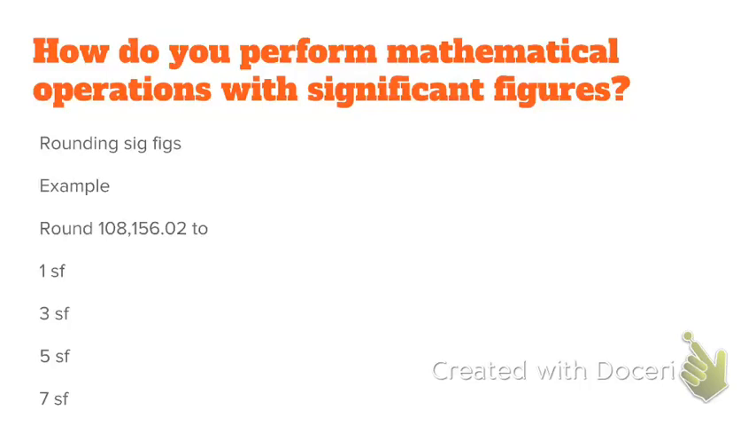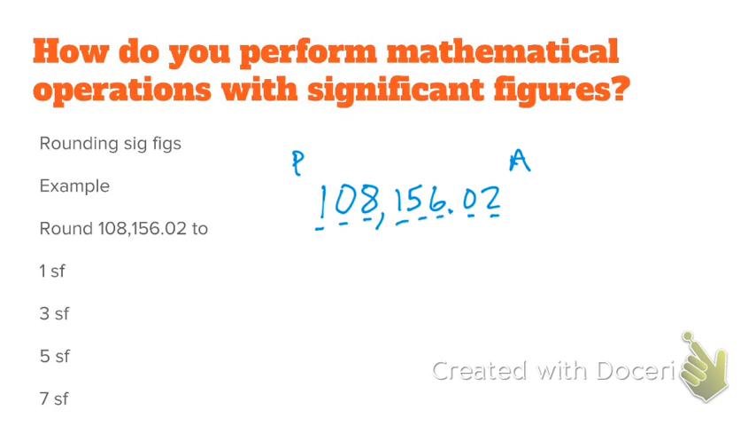Okay, in this video we're going to learn how to round significant figures. It's probably best just to start with an example. I'm going to take this number, 108,156.02. You should be able to know that this number has 8 significant figures. The decimal's present, so I'm starting from the Pacific side: 1, 2, 3, 4, 5, 6, 7, 8.